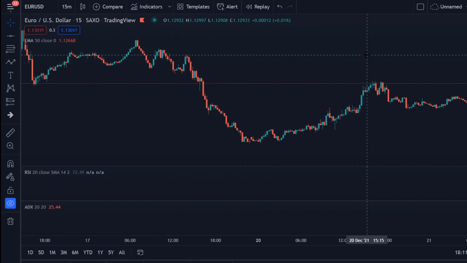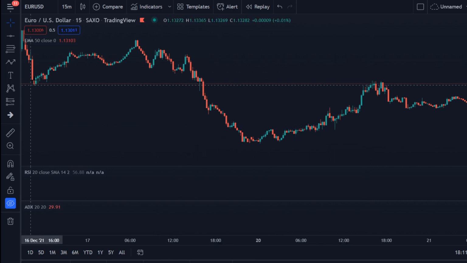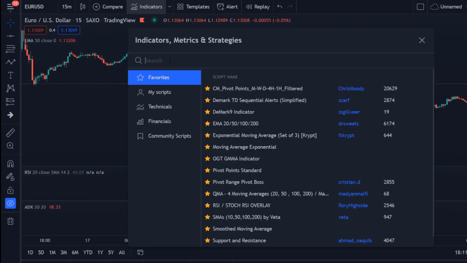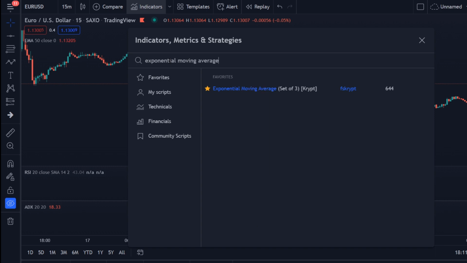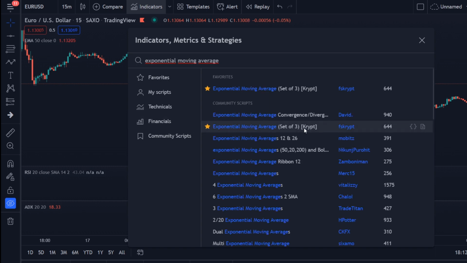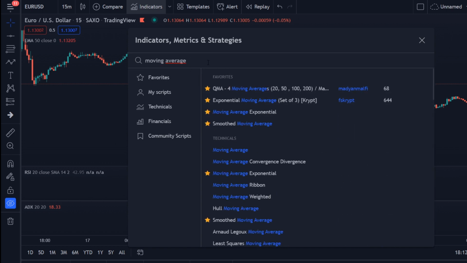Alright, as I said before, we're looking at the Euro USD pair on the 50-minute time frame, and we will be using three indicators. Over here, let me show you. We go to the indicator tab and we're looking for the exponential moving average. You can use this indicator over here by FS script, or you can also look for the moving average and then look for the moving average exponential. So in this case, I will use the moving average exponential.